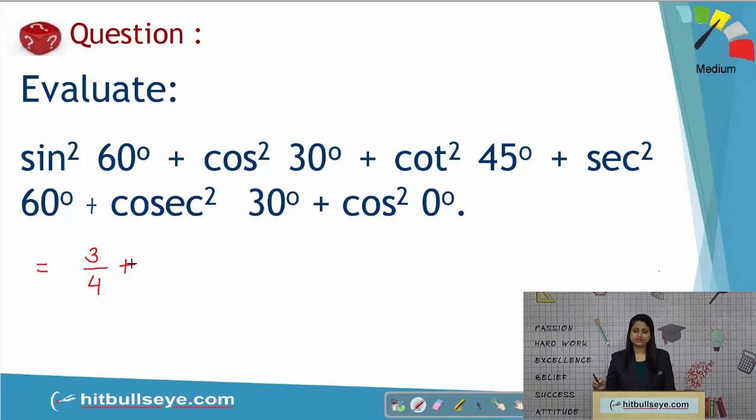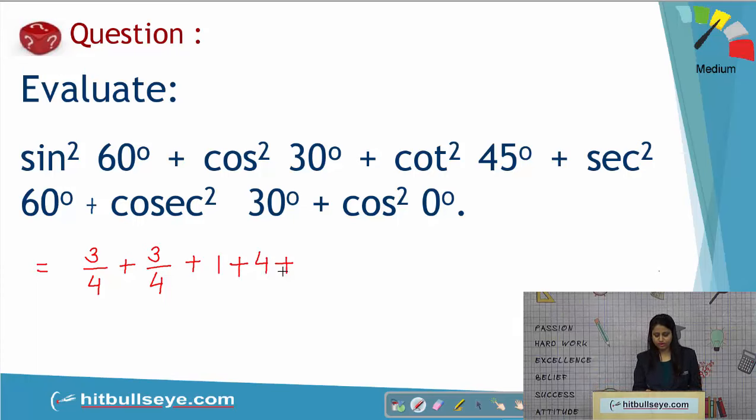plus cos 30. Cos 30 has the same value. Cos 30 is root 3 by 2. Again its square, it will give you 3 by 4 plus, since tan 45 is 1, cot 45 is 1, 1 square is 1 always. Now secant square 60. We know that secant is reciprocal of cos. So cos 60 we know that is half. So secant 60 will be 2 and its square will be 4 plus, again cosecant square 30.